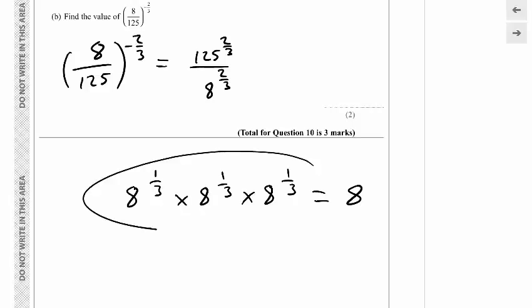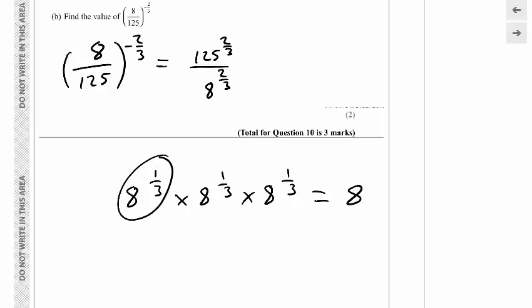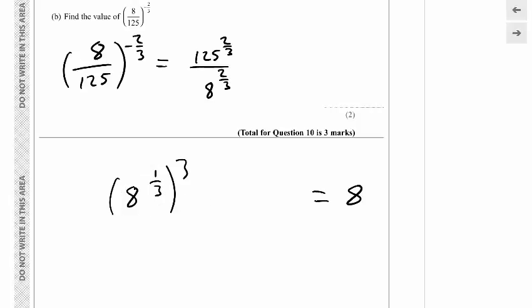But what does this really mean? Are you happy I'm just multiplying 8 to the power of a third by itself 3 times? So I can just simply say that's 8 to the power of a third all cubed. So I can say that 8 to the power of a third all cubed is just 8.